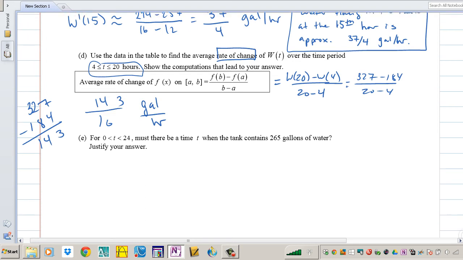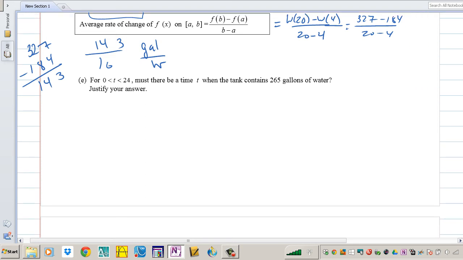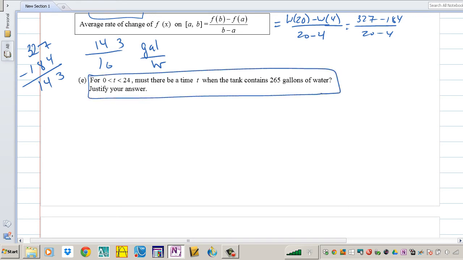And then letter E, for 0 to 24, must there be a time where the tank contains 265 gallons of water? Justify your answer. Now, anytime you see a problem like this, where it says must there be a time where so and so gallons was in this hour or this period, we're talking about IVT. IVT is that airplane theorem that I told you guys. If the airplane falls all the way down to the ground, could there have been a time which the airplane's altitude was 666 feet? Well, yes, there was, because the airplane's trajectory is continuous.